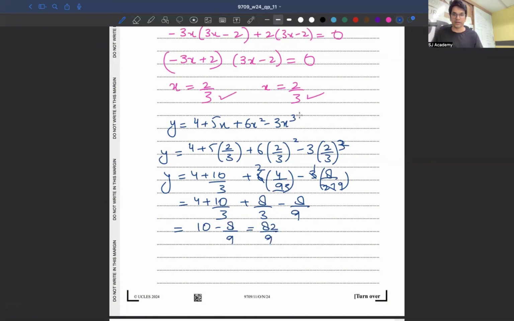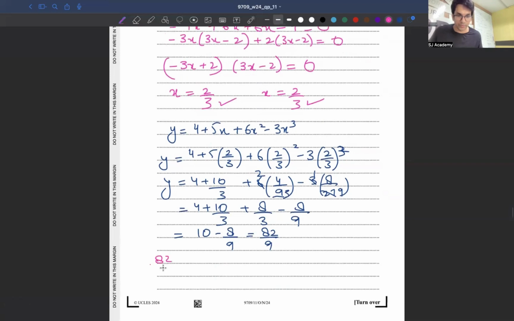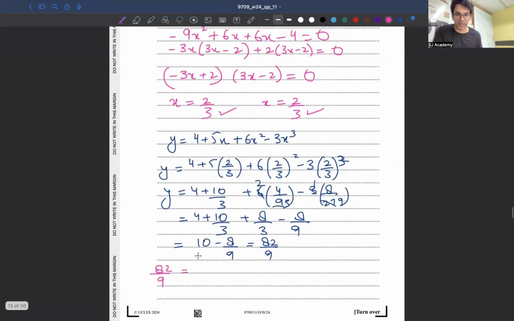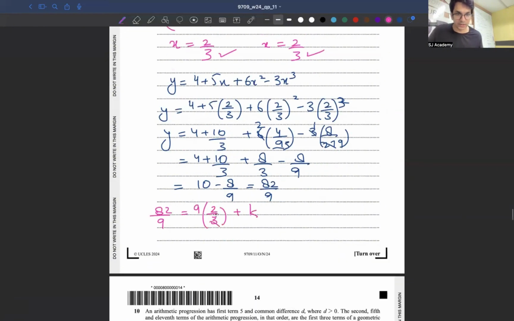Now, once we have the y value, we can substitute it into the equation to get the k value. So the y value is 82 upon 9 is equals to, the equation is 9x. So 9 into x is 2 by 3 plus k. So this is 3 1 times, 3 2 times. This will become 6. So 82 upon 9 minus 6 will be equals to k. 82 minus 54, that is 32 upon 9. So the value of k will be equals to 32 upon 9.